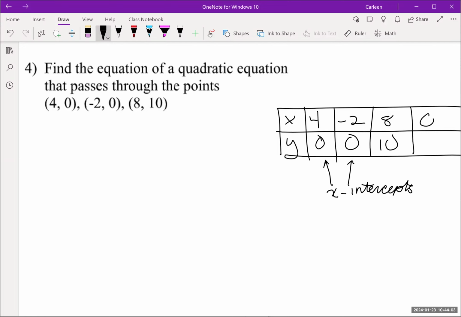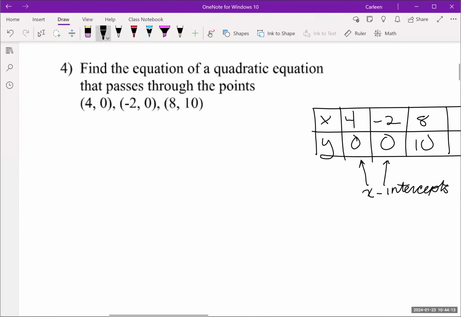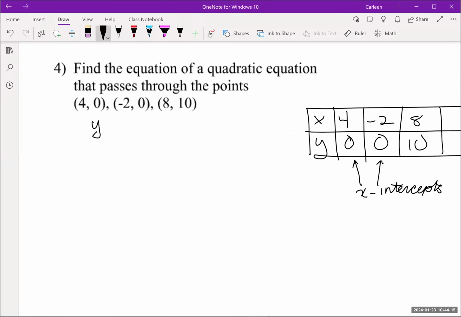If I knew that the x value was 0, I would have the y-intercepts. I do not have the y-intercepts. I just have a random point, (8, 10). Okay, so we're going to use the formula. We're going to use the x-intercept form of the equation.